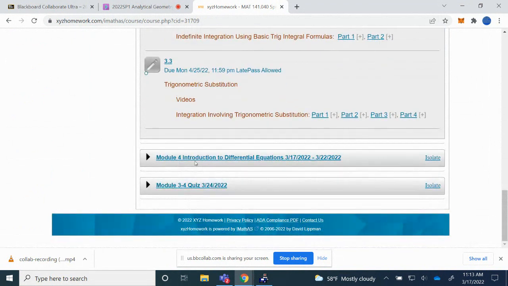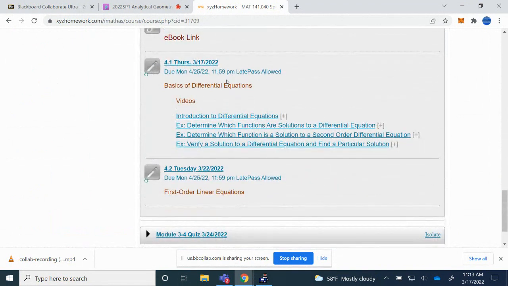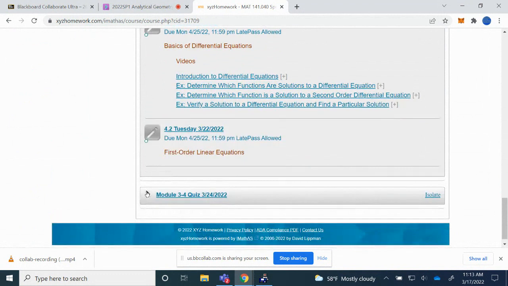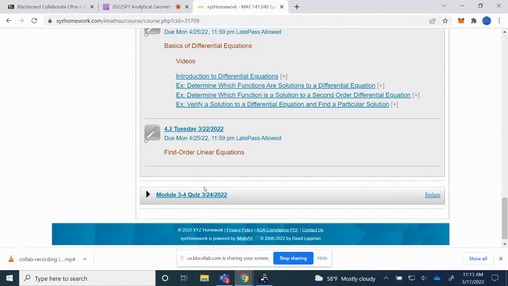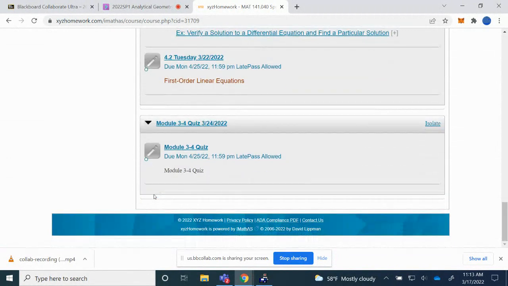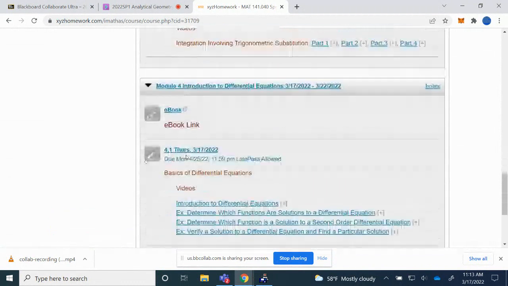For module 4, which is what we're going to start today, there's only 2 sections in this module. Today we're going to look at basic differential equations. And for the second part of this module, we're going to look at first order linear differential equations. And then I've also posted the quiz. From this point going forward, all of the dates should be correct. The module 3 quiz only covers modules 3 and 4, right? So it's going to cover these 5 sections.